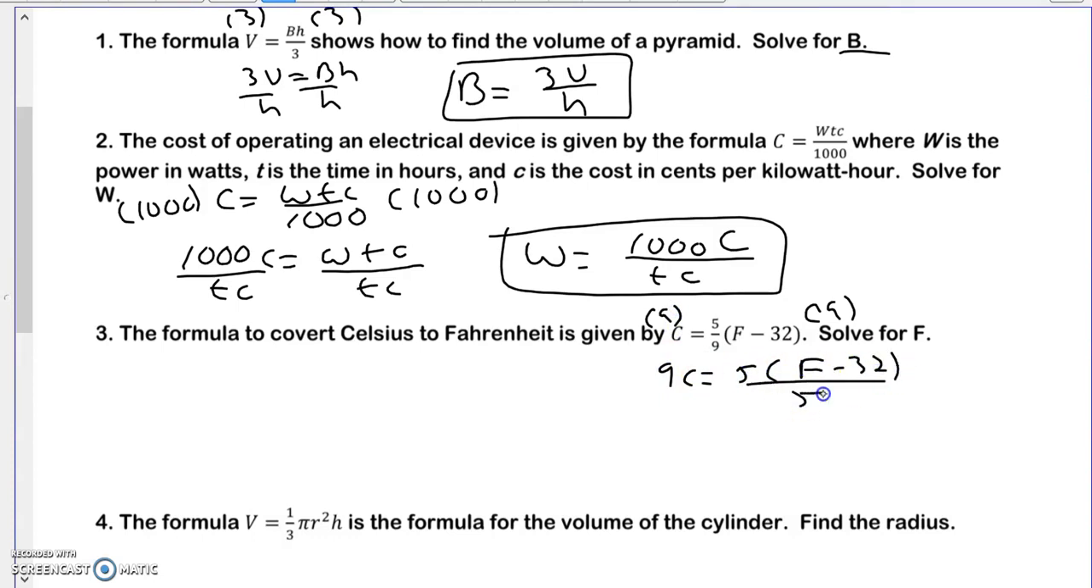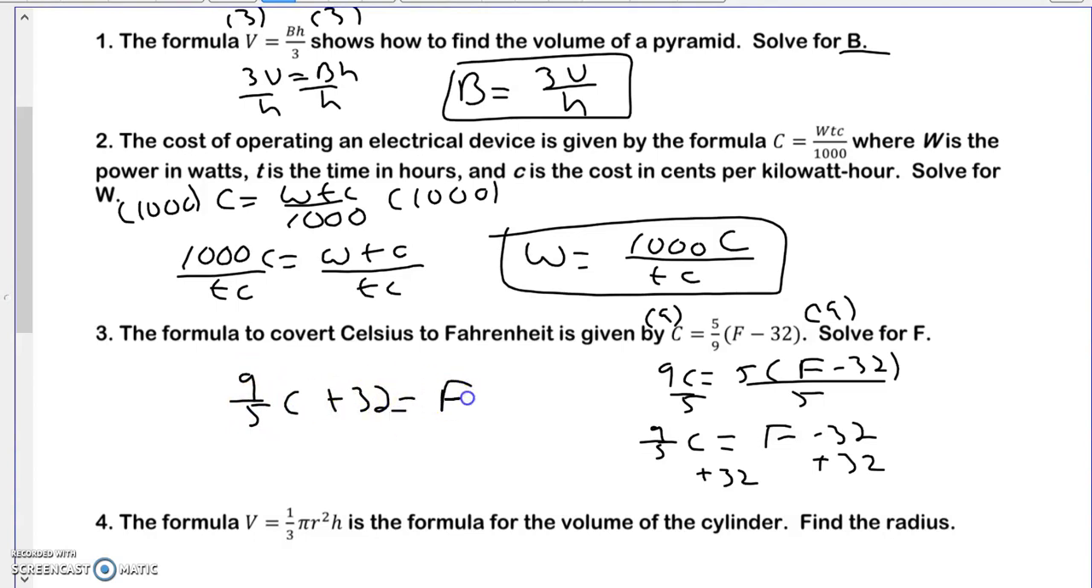I'm going to divide by 5. So I'm going to get 9 over 5 C equals F minus 32. I'm going to add 32 to both sides, and then I'm going to get 9 over 5 C plus 32 equals F.